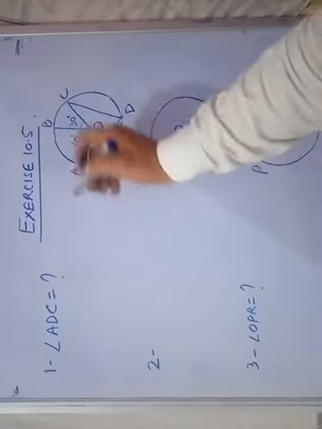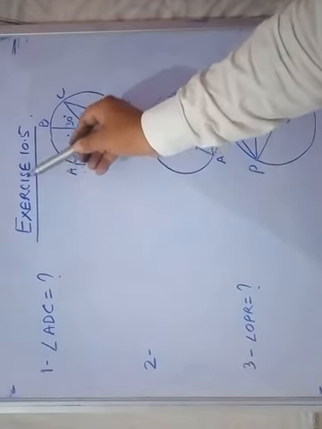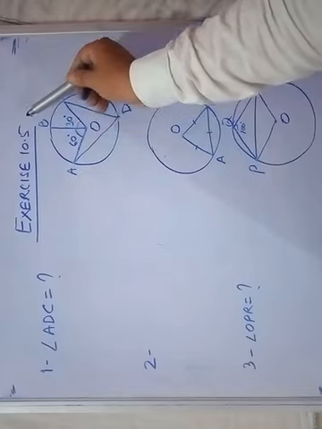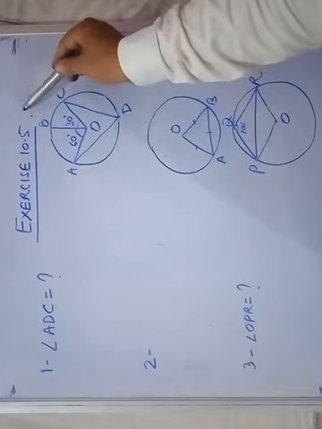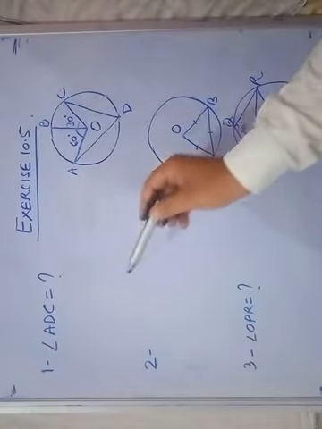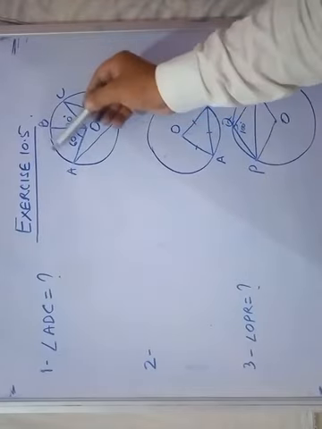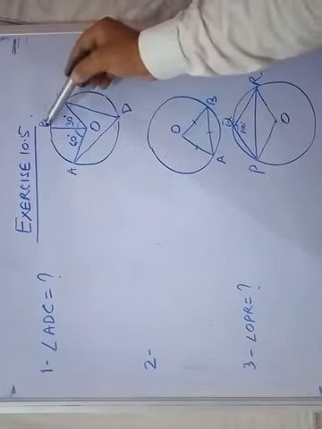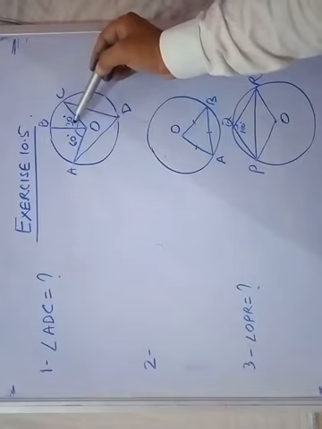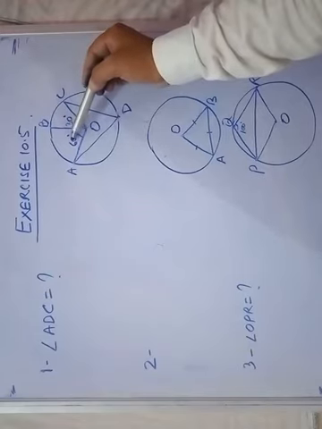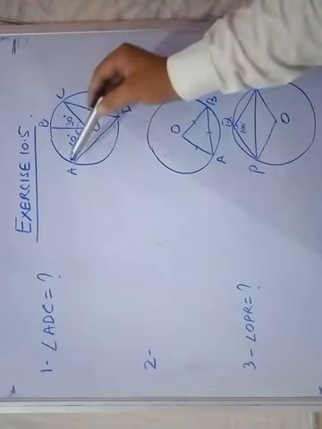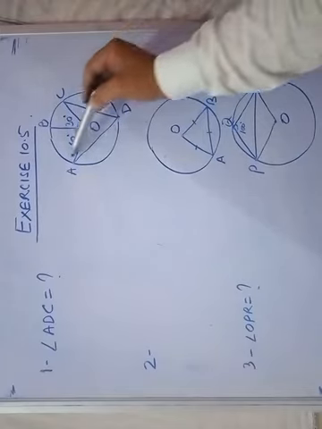Dear learners, here I am going to discuss exercise 10.5 of chapter Circles of class 9. In the first question, a figure is given and angle BOC is 30 degrees, angle AOB is 60 degrees, and we have to find angle ADC.